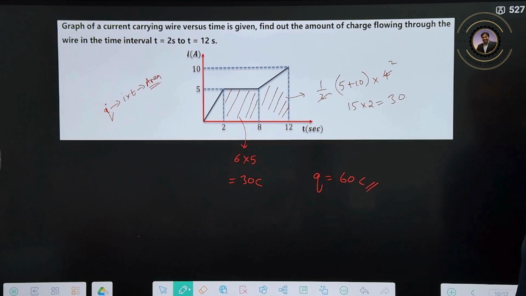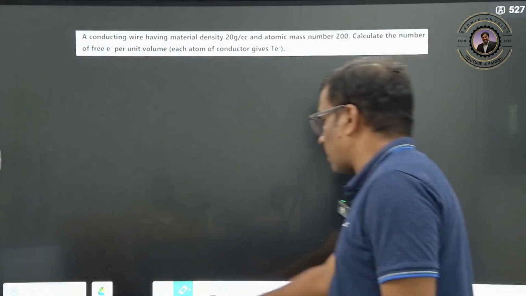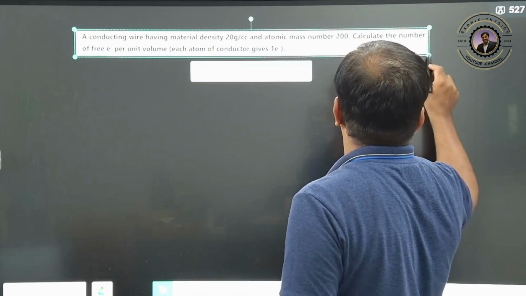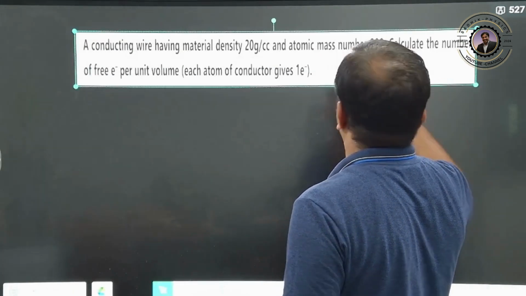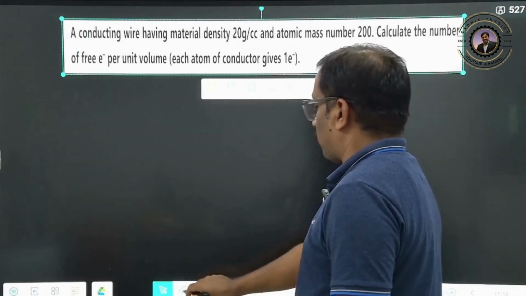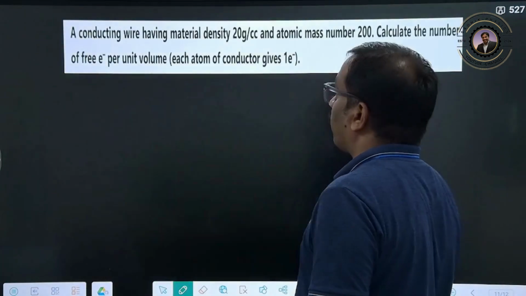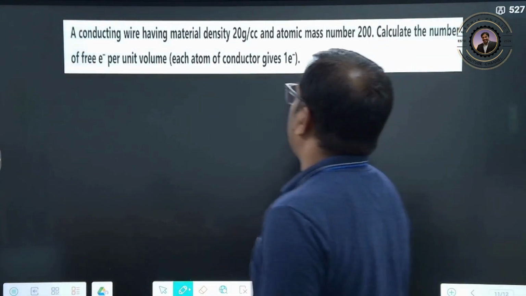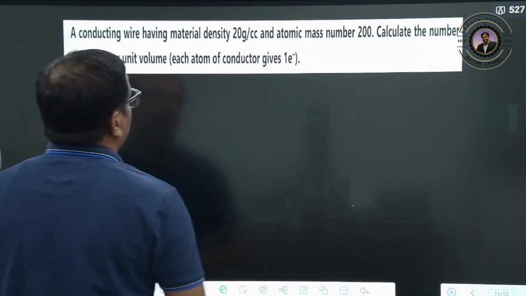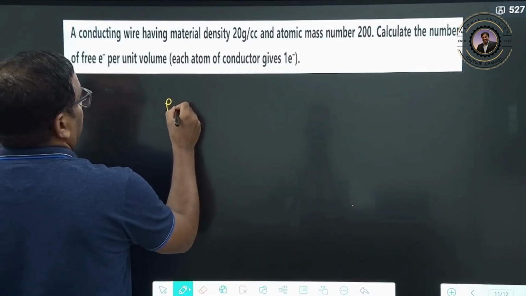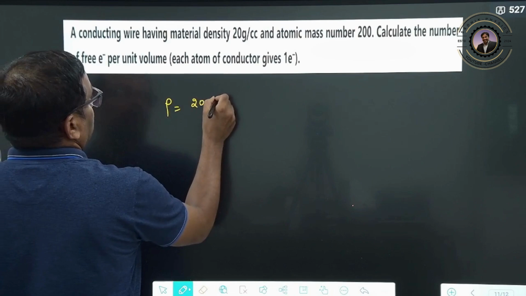So now we will go for another question. So therefore here a conducting wire is there, having a material density. So therefore density is how much now? Density is nothing but 20 gram per cc.